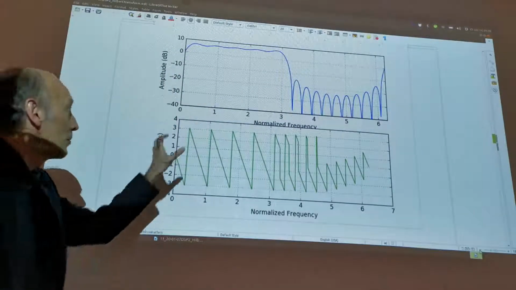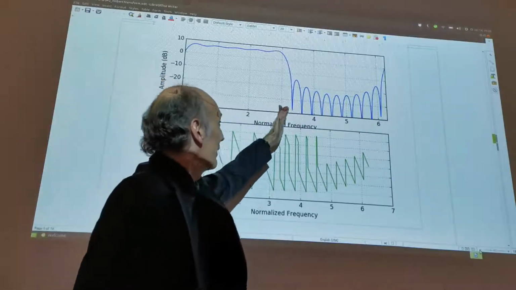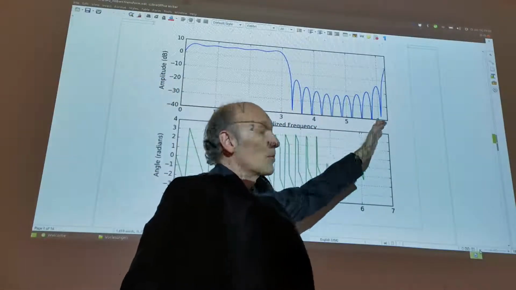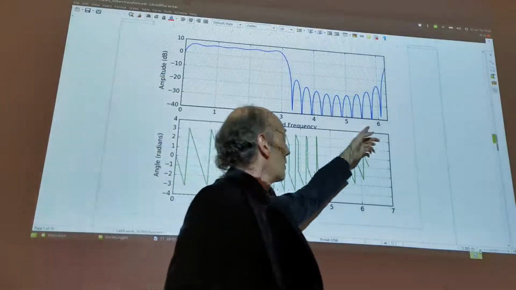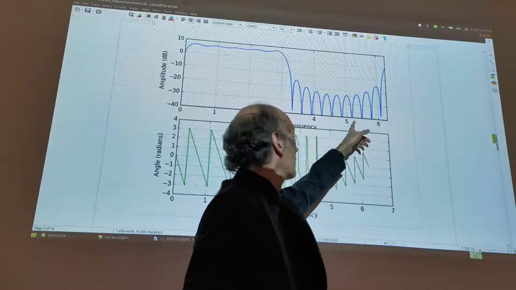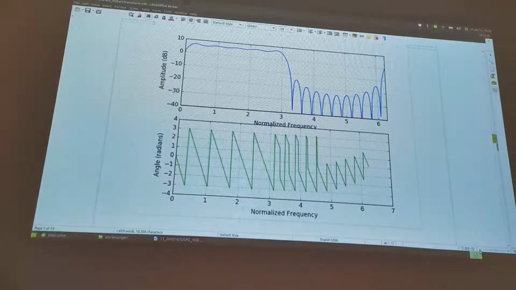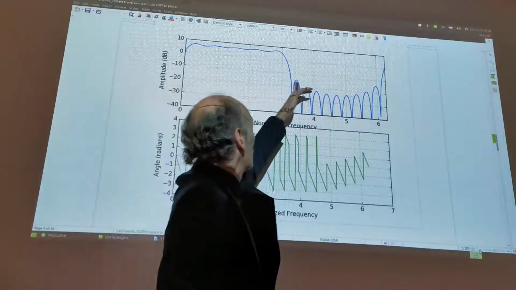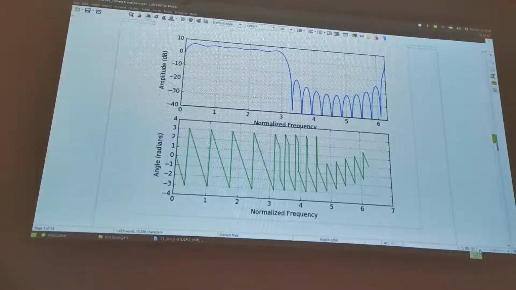So here we pass the positive frequencies, which you can see going from 0 to pi, and then the other half from pi to 2 pi is the negative frequencies. Remember, we have this 2 pi periodicity, so 2 pi is 0 again. So when you go down here, these are the negative frequencies. This is the filter that we obtained last time, and you can see we get some attenuation here, maybe 30 dB attenuation for the negative frequency half.